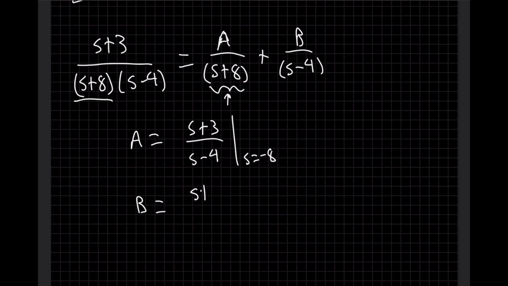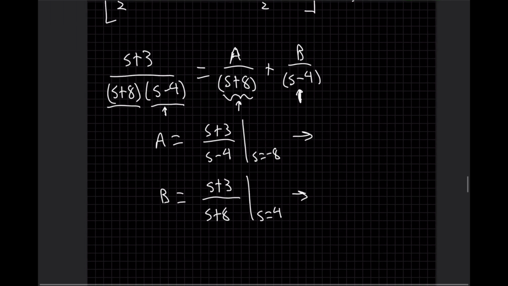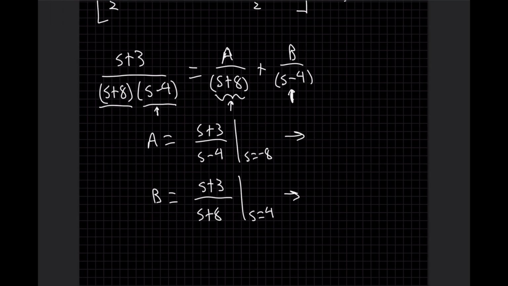And now b is equal to s plus 3. Take out the denominator you don't want, so over s plus 8. So you take out the denominator that's the one that's under the coefficient that you want, and you leave the other one, and then you evaluate at what makes this denominator equal to 0. So s equals 4. We solve those out super quickly. And yeah. Now, what about the case when we have like a repeated root?